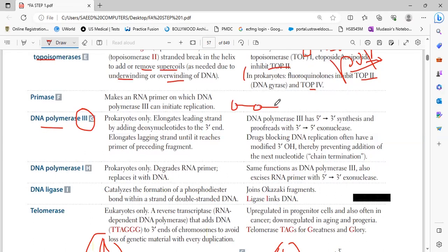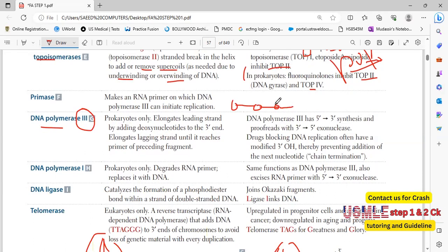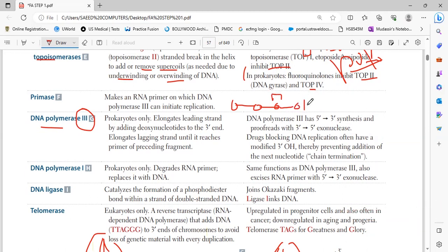So here you will have RNA, and that last segment will provide the 3' OH group. Then DNA polymerase will come, use this 3' OH group and elongate the next DNA. So here is the line, easy. RNA primer is required for initiation of replication.